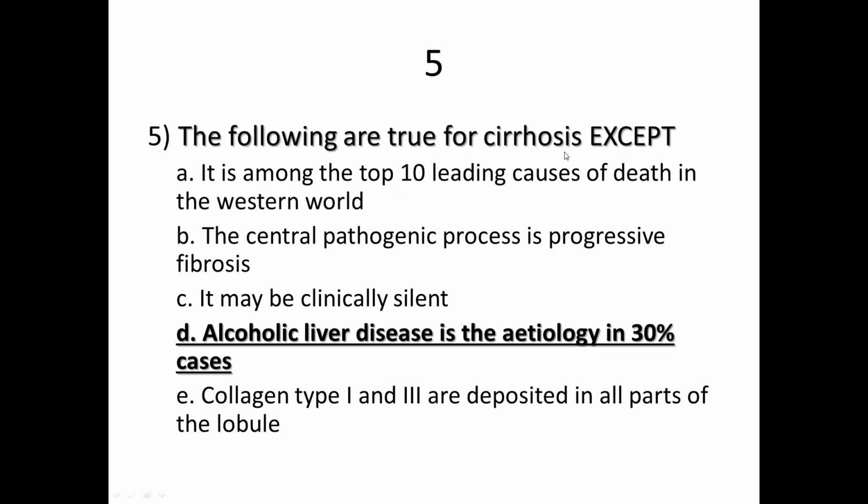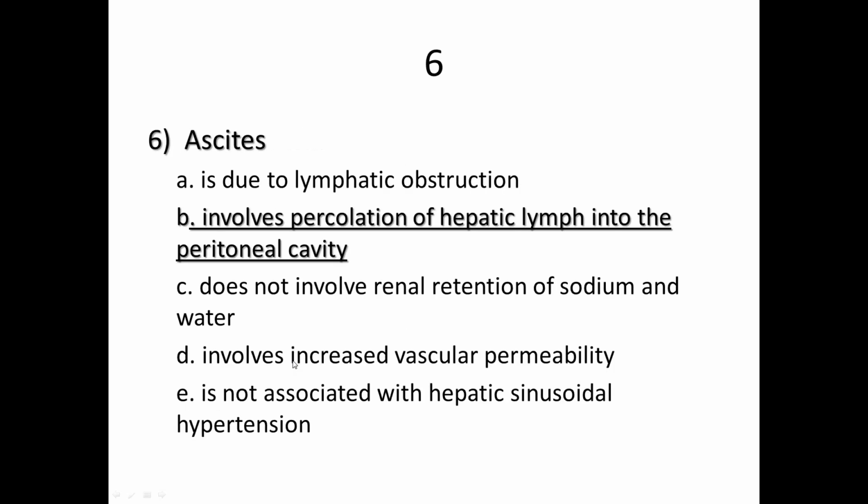The following are true for cirrhosis, except: it is among the top 10 leading causes of death in the Western world; the central pathogenic process is progressive fibrosis; it may be clinically silent; alcoholic liver disease is the etiology in 30% of cases. So that is not right. Ascites: is due to lymphatic obstruction, involves percolation of hepatic lymph into the peritoneal cavity, which is the right answer; does not involve renal retention of sodium and water; involves increased vascular permeability; is not associated with hepatic sinusoidal hypertension. So this they will know.